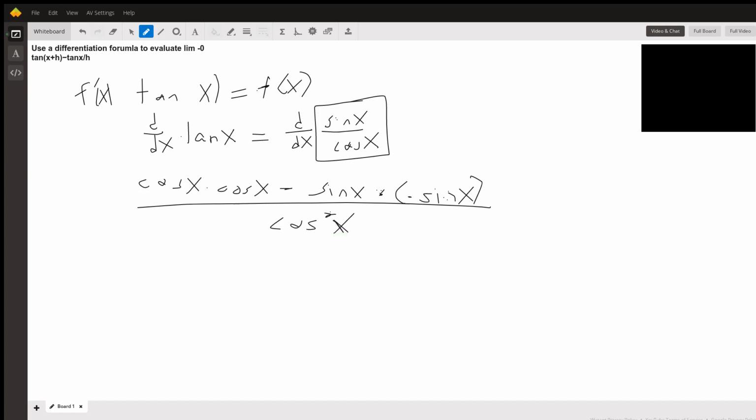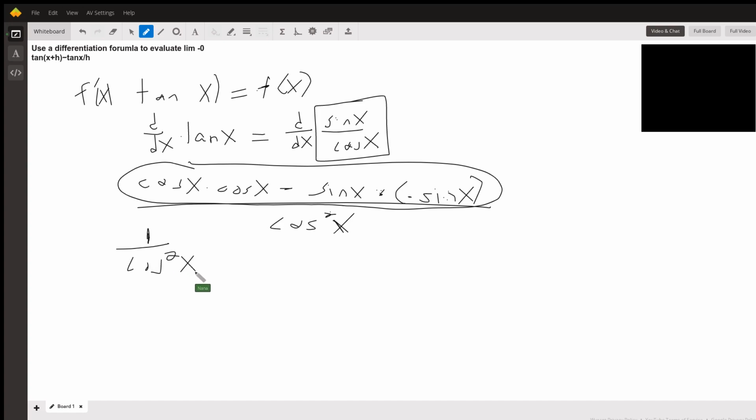When you simplify this, the numerator is cosine squared plus sine squared, which according to the trig identities is just 1. So what you have is 1 over cosine squared x, and that is equal to what? You remember the trig identity: it would be secant squared x, because secant is just the inverse of cosine, and this is squared.